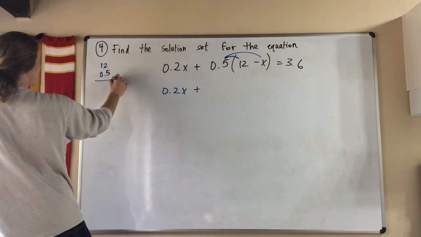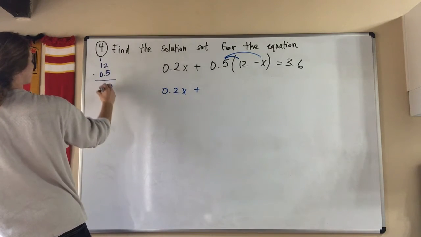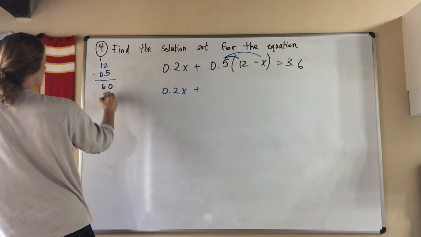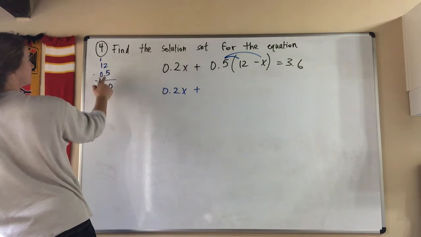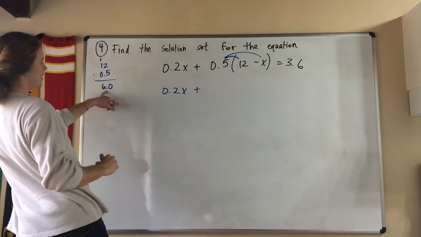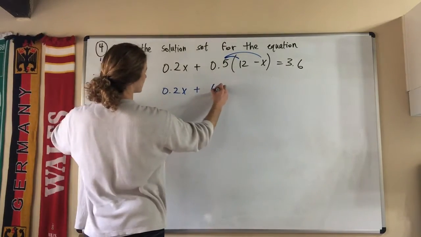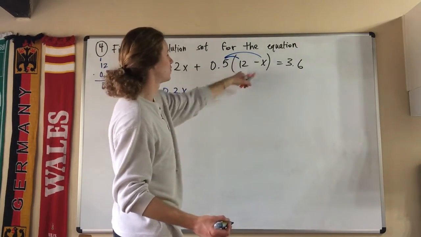12 times 0.5, well, 5 times 2 is 10, carry the 1, 5 times 1 is 5, add 1 is 6. There's only one digit behind the decimal point in our two factors, so we know that our product should have one digit behind the decimal. We know that it's 6, so we know this right here is 6. You could also think about this, 0.5 is the same as 1/2. 1/2 times 12 is 6.